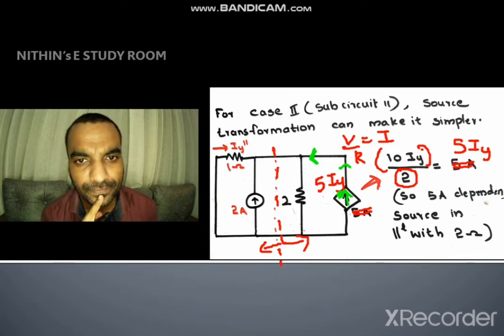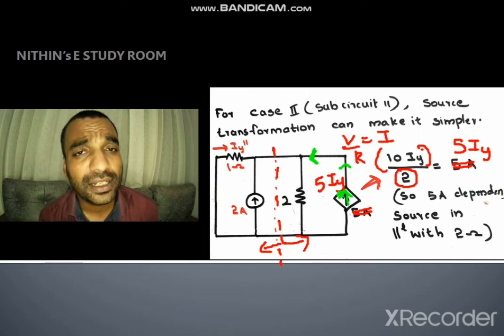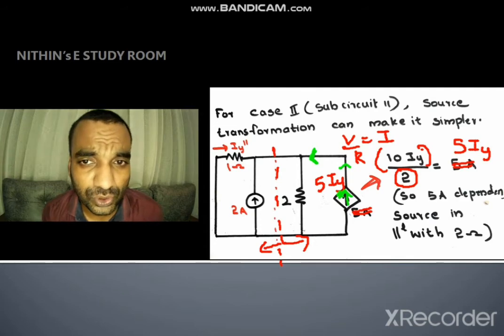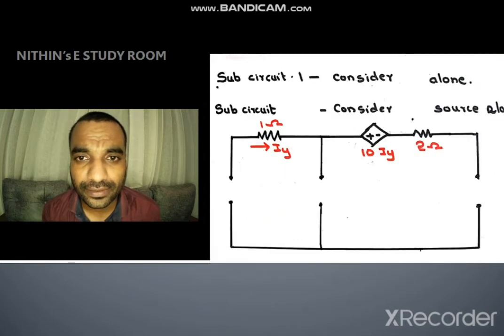Okay. Now you got two current sources, one is 5 Iy and one is 2 ampere. These two current sources are in parallel and the polarity direction of both current sources is the same. So you can simply add these two current sources. So the figure will become, we can move to the next slide.